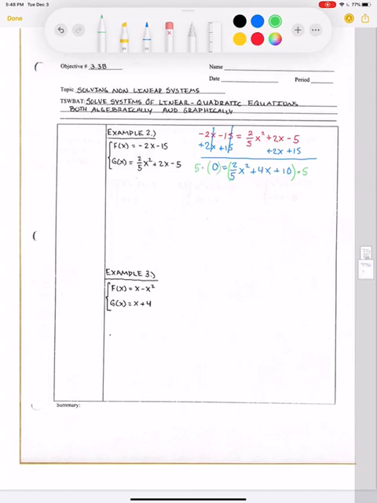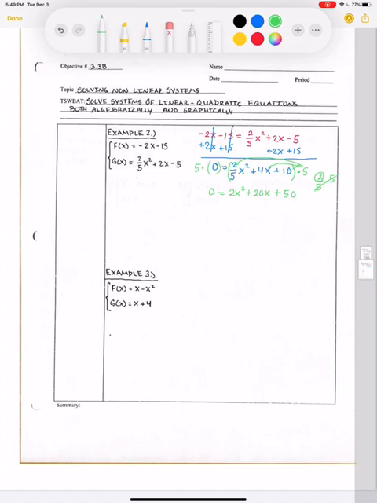It's not going to change the left side. 5 times 0 is still 0. But on the right, when I distribute, it will get rid of that fraction for me. Because 2/5 times 5, the 5's cancel and I keep that 2. So this is going to be 2x squared plus 20x plus 50.